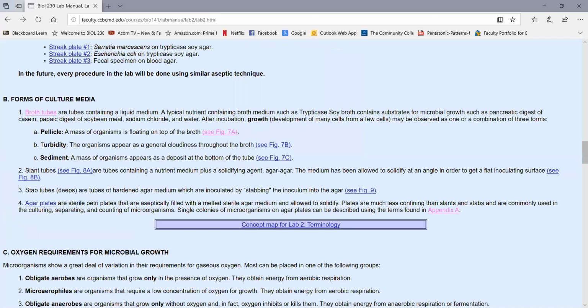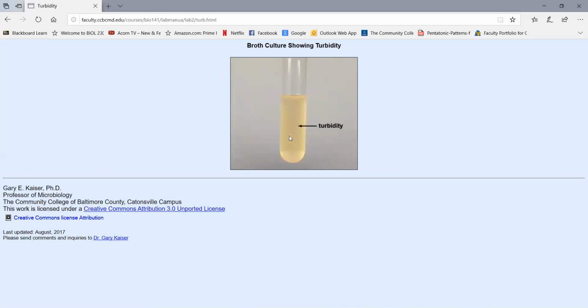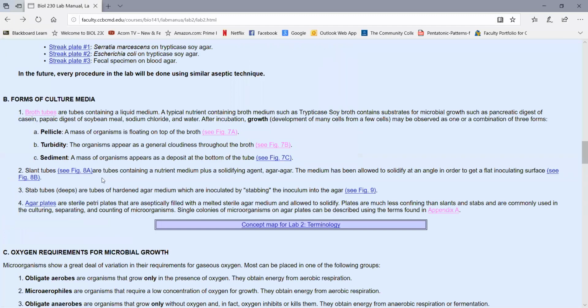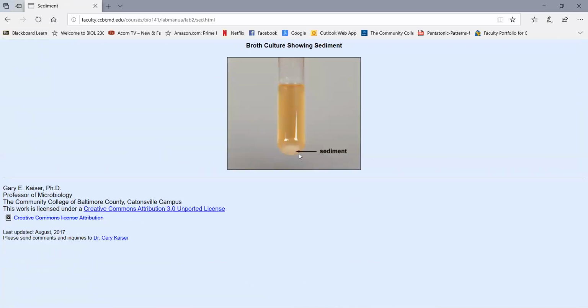The second growth is called turbidity, which refers to cloudiness. So the organisms appear as a general cloudiness throughout the broth. And figure 7b shows you a nice tube with turbidity. So again, it's not the color we're looking at, but the cloudiness. Notice you can't really see through the tube very well because it's cloudy. The bacteria are blocking light. And the third term we use is sediment. And that's where there's a mass of organisms appearing as a deposit at the bottom of the tube, as we see in figure 7c. So you see this little pellet at the bottom is a sediment.